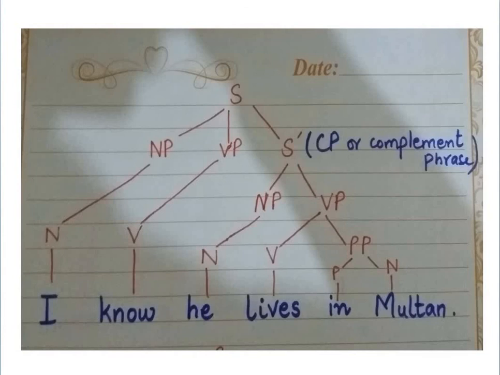The verb phrase starts from "lives". The noun phrase here contains the noun, or we can say the pronoun, "he". Then the verb phrase again consists of the verb and then "in Multan". "In Multan" is a prepositional phrase. Then again, the prepositional phrase consists of a preposition and a noun.